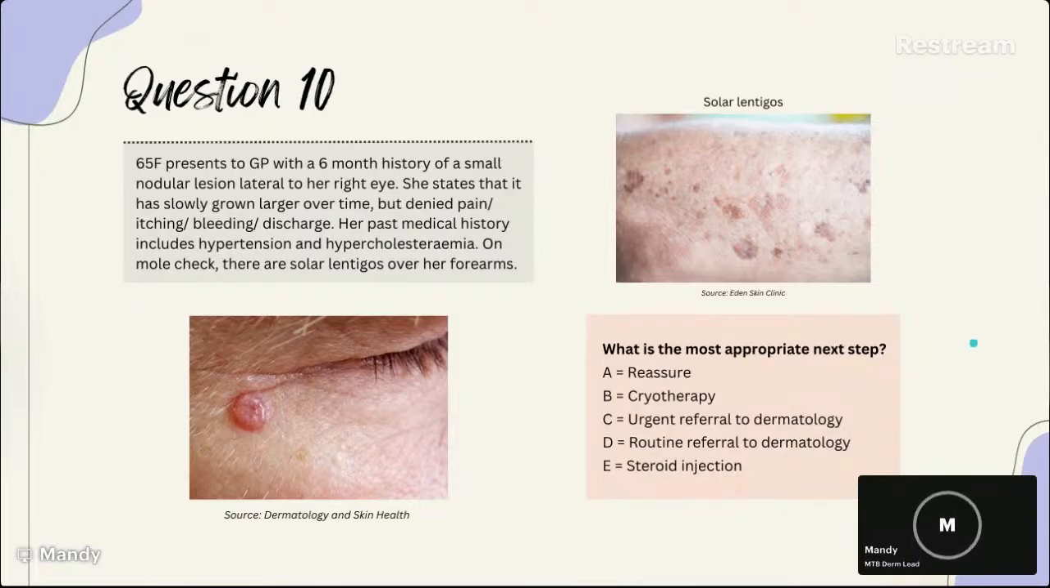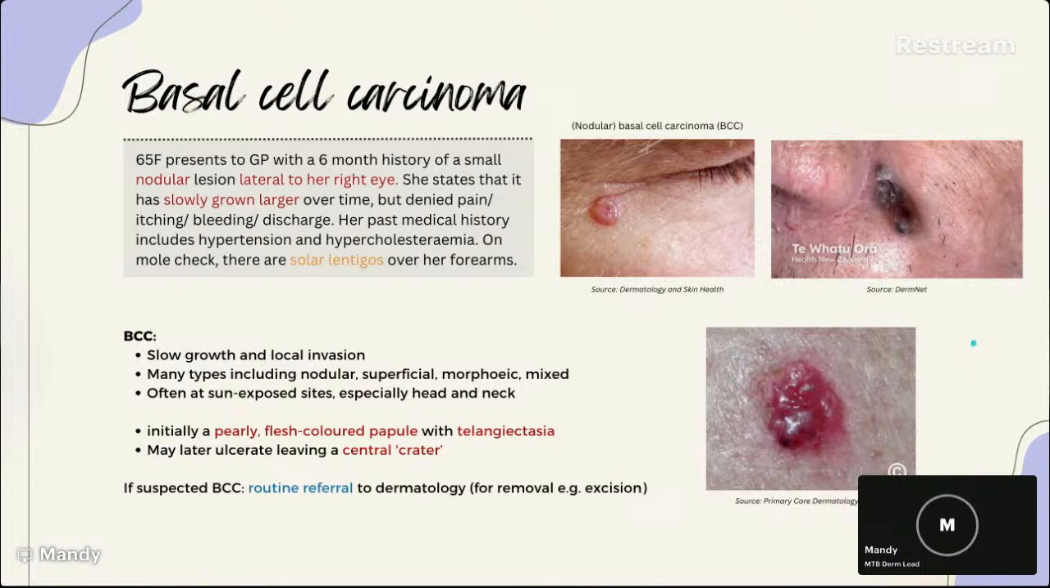Okay, so the answer for question 10 would be D, routine referral to dermatology. Any ideas what this particular small nodular lesion could be? Okay, so this lesion that we're seeing is a basal cell carcinoma.